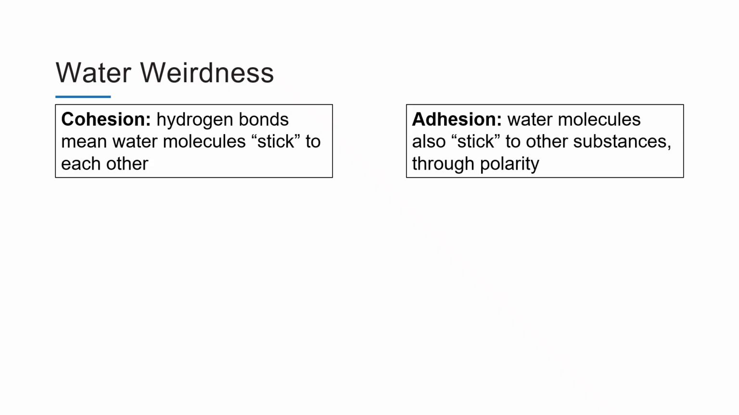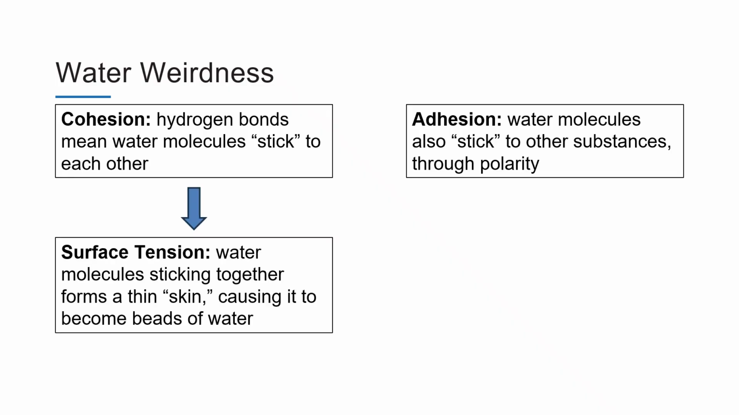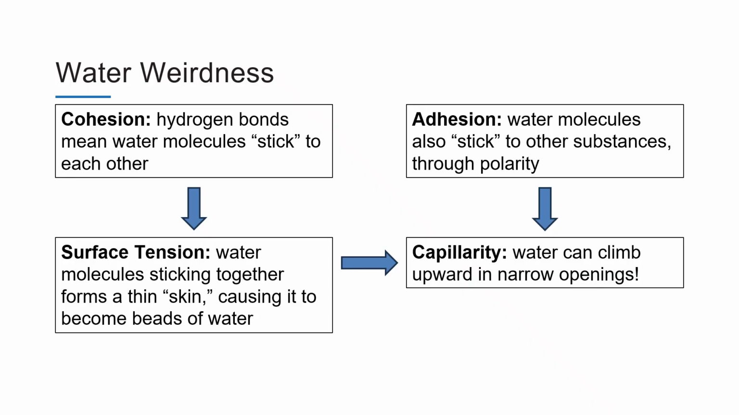And from there, we can just follow this chain of weirdness. So cohesion creates surface tension, this sort of thin skin on the water's surface. This is what causes water to become beads. Like if you spill a drop on the table and it forms a little dome, that's from surface tension. And then when we combine surface tension with adhesion, you get capillarity, which means that in narrow openings, water can climb upward against gravity. So this is like inside plant stems or rock cracks.